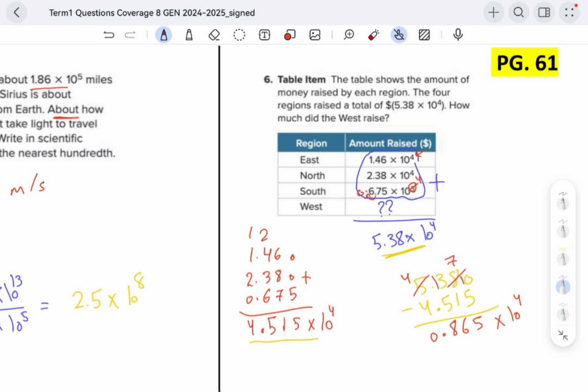But wait, we should write the answer in scientific notation form. And we know that in scientific notation, we should have a non-zero whole digit. So we have to move the decimal point one step to the right. To do that, we're going to subtract 1 from the exponent. It will be to the power 3. So the final answer will be 8.65 times 10 to the power of 3. This is the amount of money raised by the West region.